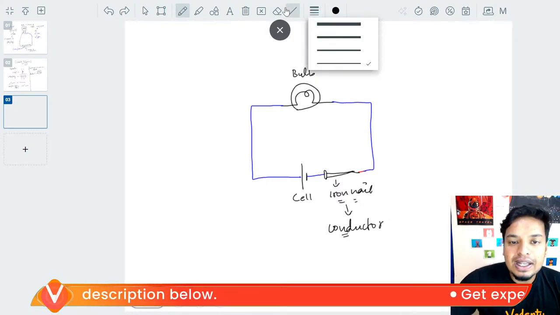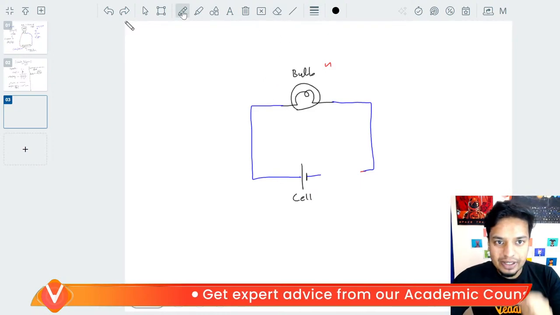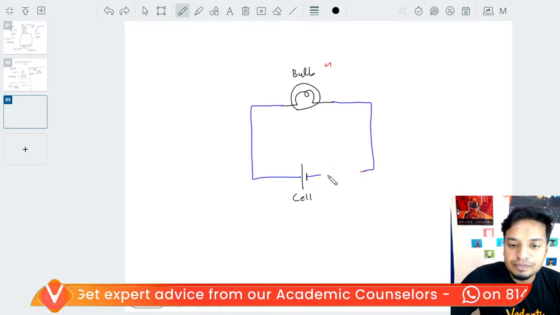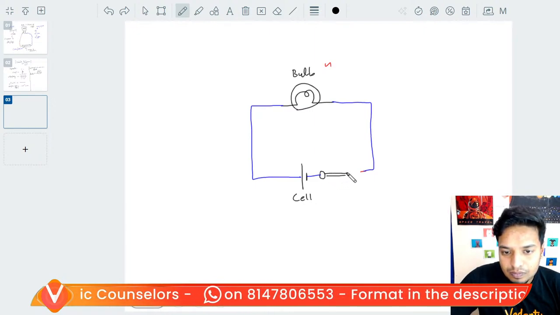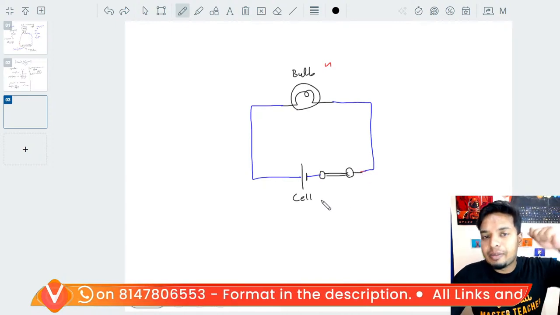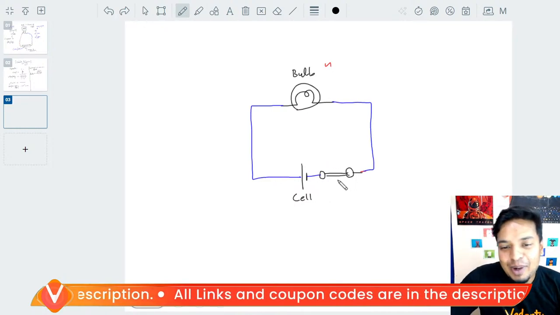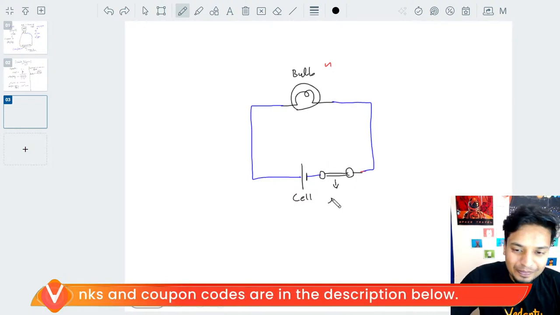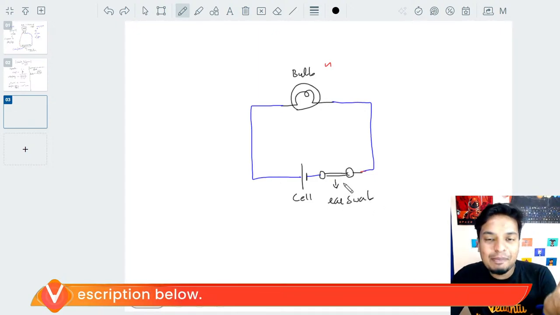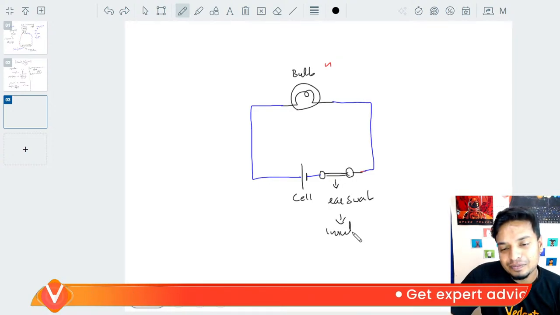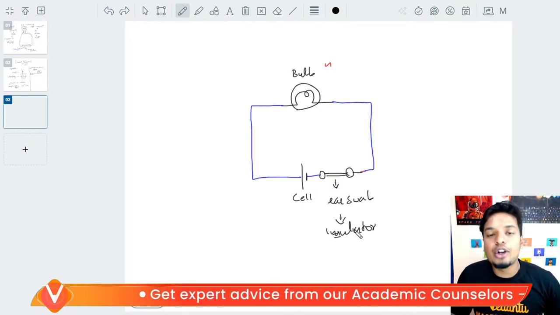Okay, suppose I take, what shall we take? An earbud, I couldn't think of anything else. If I take an earbud, will the bulb glow? An ear swab? No, right? Because it's made up of cotton and plastic, which is an insulator. So insulators are materials which do not allow electric current to flow through them.